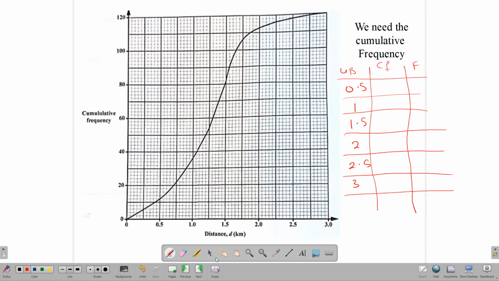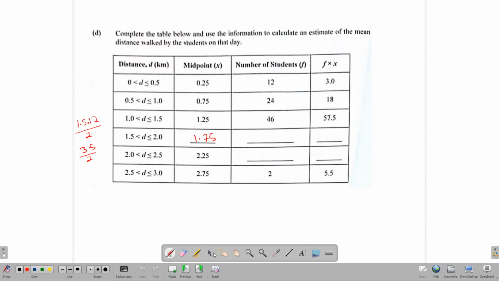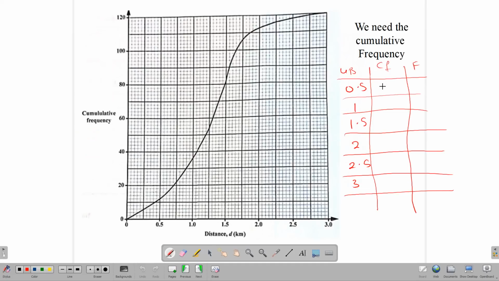All right, so the first one was given in the table. We always start with the first number. The first number is the first frequency there, that's 12. That one will be the same there, and you can verify that from the table. Look here, notice that at 0.5, when you go up to your curve there and touch it, go across, you're actually seeing 12 there. The next one would be at 1. So we go here and touch our curve, go across, and notice there that we're seeing 36. So our cumulative frequency here is going to be 36.